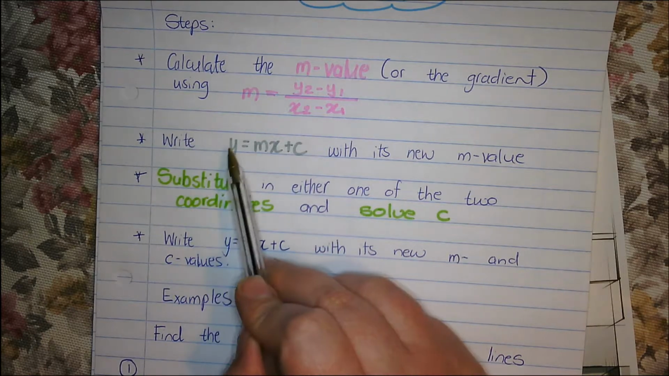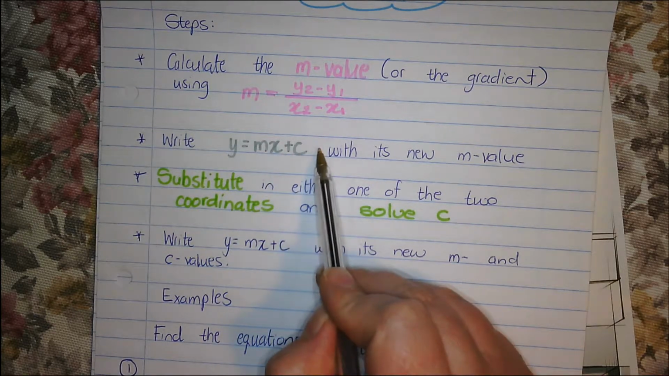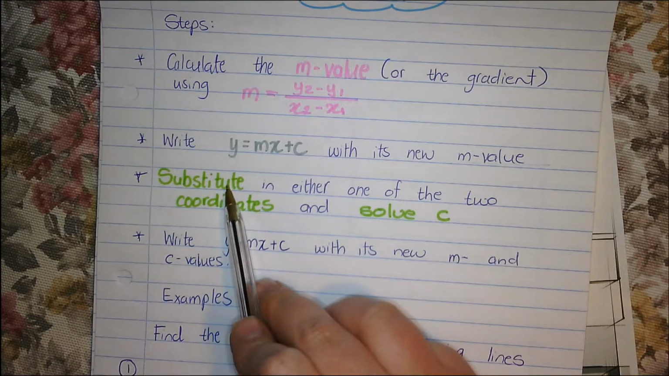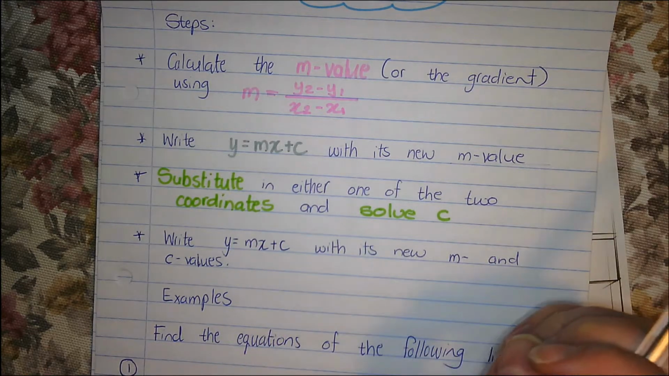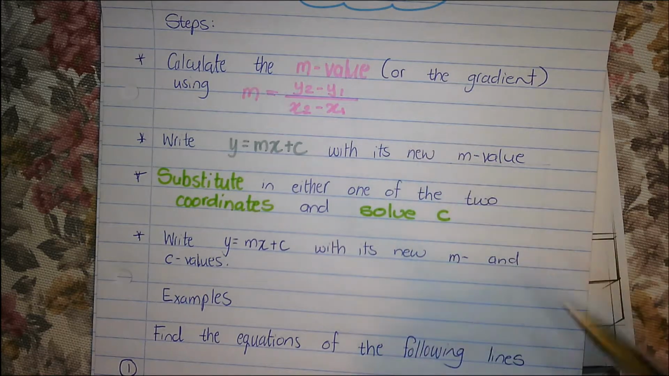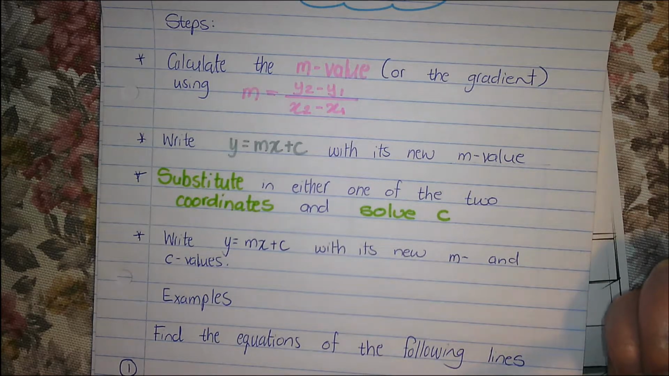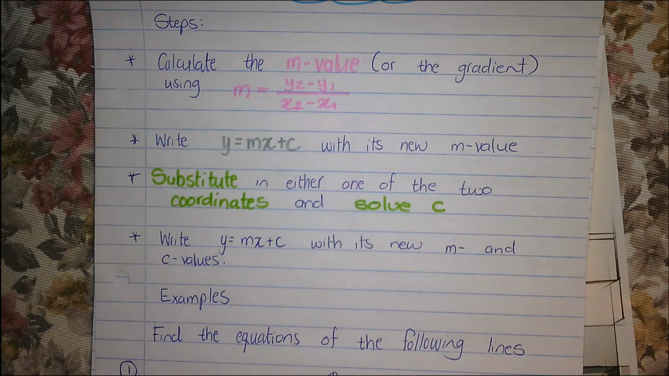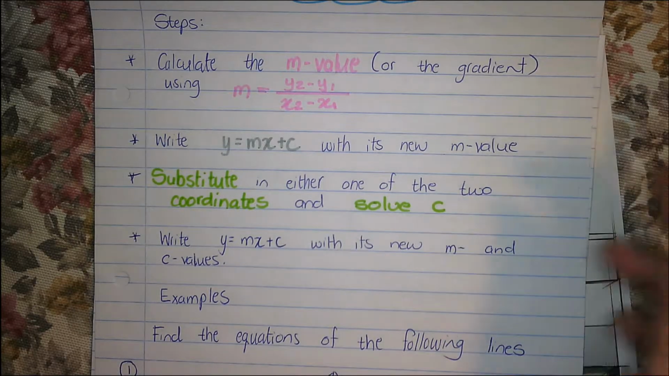Then you're going to write it in standard form, y equals mx plus c, with the new m value that you just calculated. You're going to substitute in either one of the 2 coordinates that were given to you. It doesn't matter which one. And then solve for c. And then you write y equals mx plus c with the new m and c values. So you'll see this is very similar to finding the equation of a straight line when the y-intercept is given. It's just a bit longer.